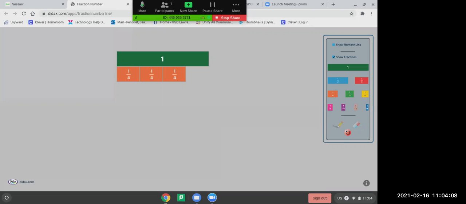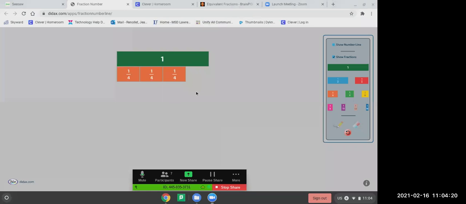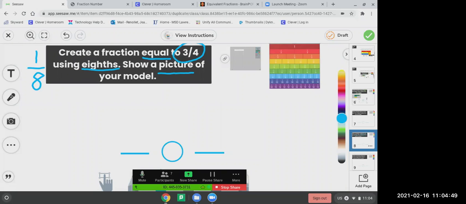Right now, you should have your fraction tool open. You should be creating 3 1/4 just like I have. Go ahead and check that you have this in your model. Okay, after we create 3 1/4, let's go back to see what the rest of our job is.